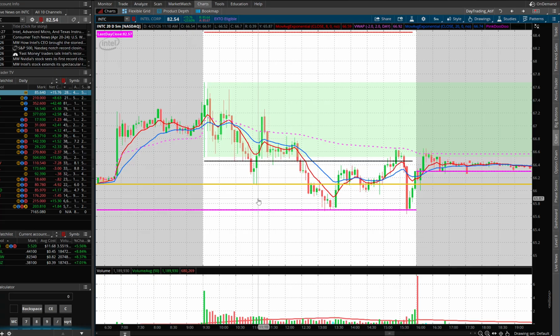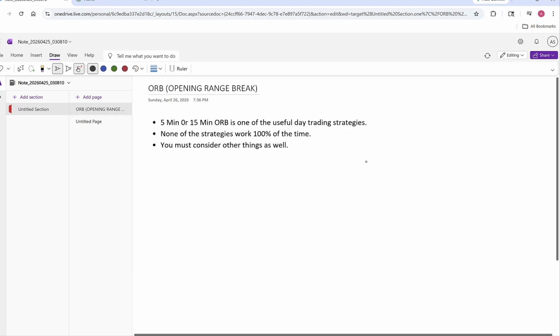ORB, or opening range break strategy. This is a very famous strategy among day traders, and there are two famous time frames: 5 minutes or 15 minutes ORB. There is no hard and fast rule which one to use. It totally depends upon your trading style and your daily trade targets. I usually use 5 minutes because it suits me.